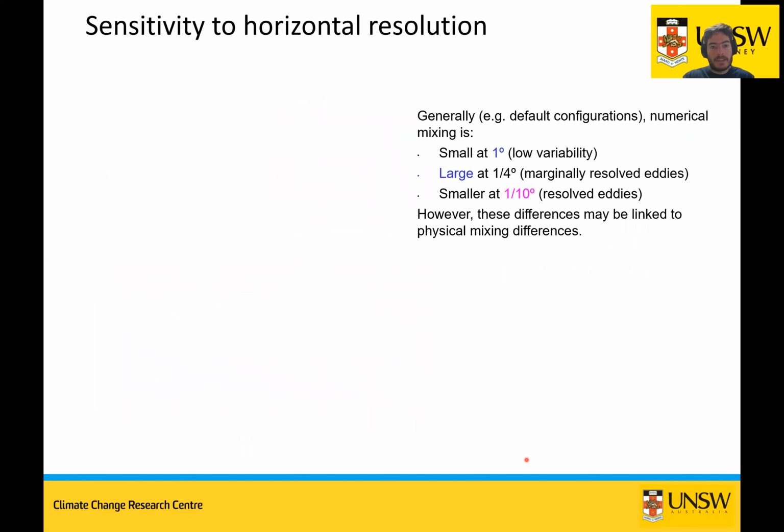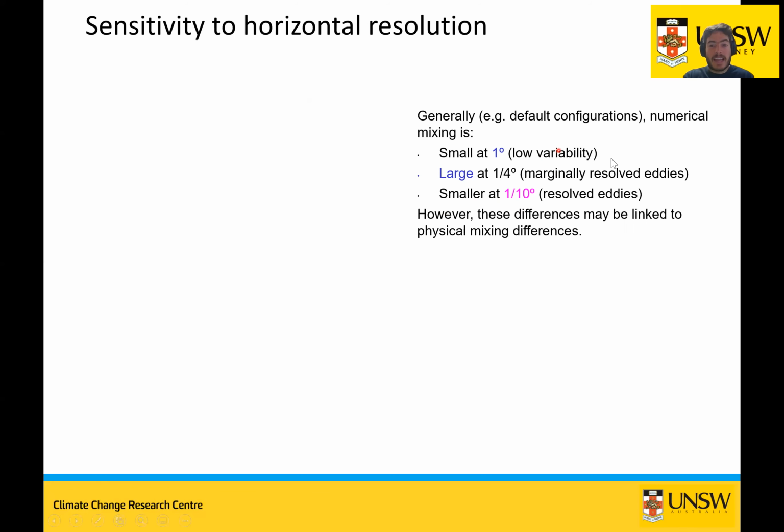Okay, finally, this is the final slide before I get to my summary slide. So the sensitivity to horizontal resolution. It's generally thought that numerical mixing is relatively small at coarse resolution where you don't have any variability. It gets larger when you start to marginally resolve eddies. So you start getting variability, but it's really near the grid scale, so it's more noise-like. And then it gets smaller again as you go to higher resolution.